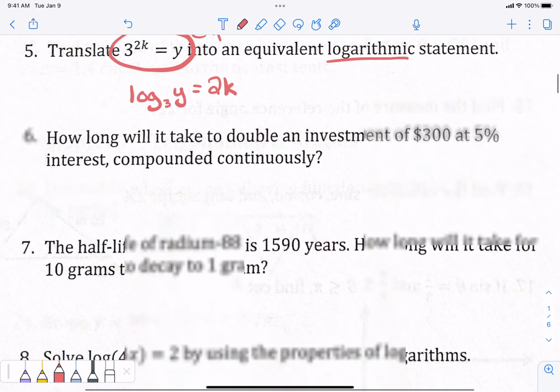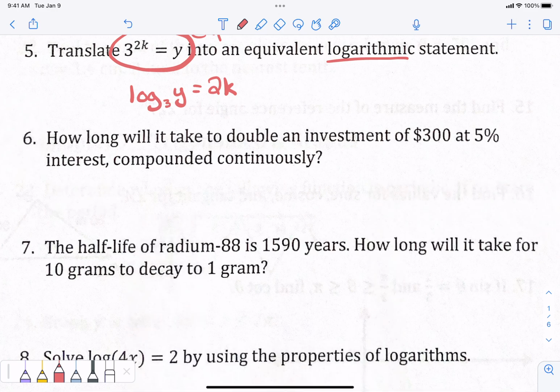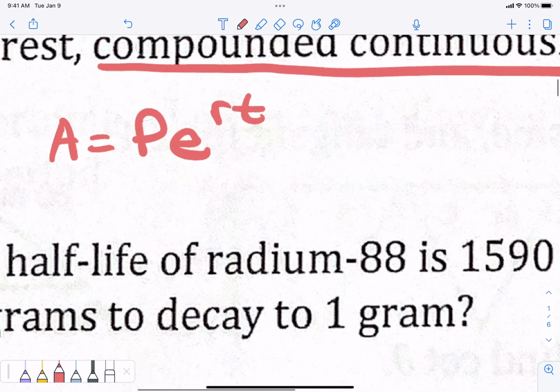We're going to try to do as much as we can. 15 if we can, right? How long will a table take to double an investment of blah, blah, blah? And these are the key words: compounded continuously. Do you know what formula we use for compounding PERT or continuously? PERT, yeah. So A equals P E to the R T power. Do you know what each of those variables represents?